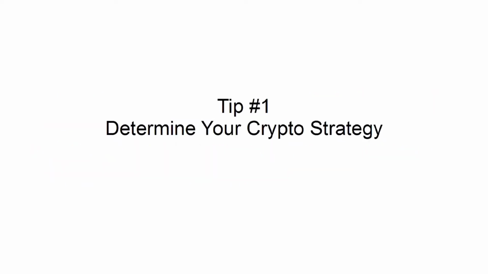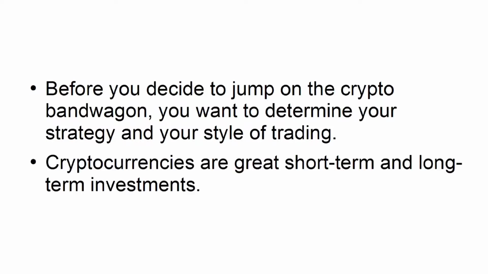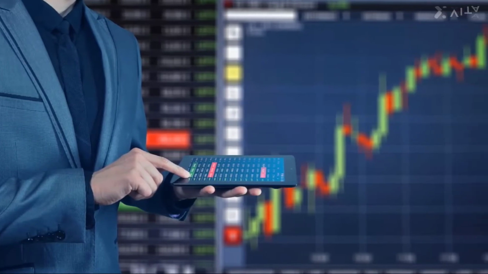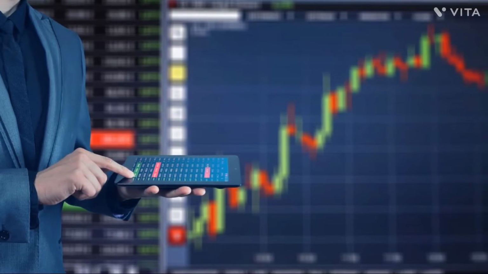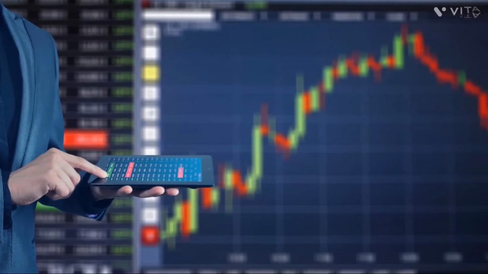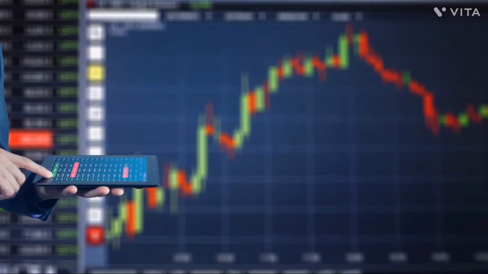Tip number 1. Determine your crypto strategy. Before you decide to jump on the crypto bandwagon, you want to determine your strategy and your style of trading. Cryptocurrencies are great short-term and long-term investments. Those traders who focus on short-term investment are day traders and tend to stay in a position for a maximum number of hours, which is a riskier proposition. With long-term investing, you don't need to watch the market every day.